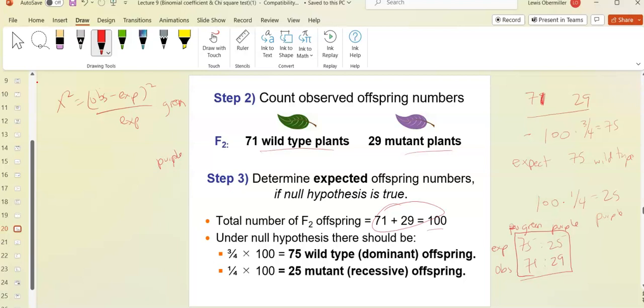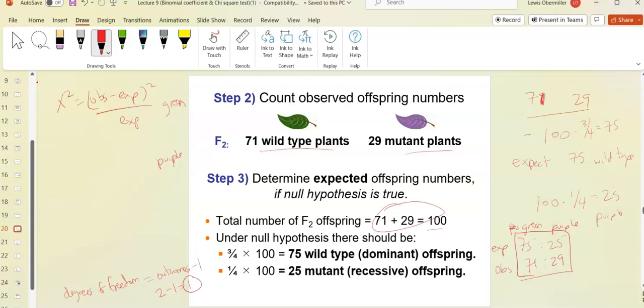And before we do this, let's go ahead and calculate our degrees of freedom. Degrees of freedom is super easy. It's the number of outcomes minus 1. In this case, this plant is either green or purple. There are only 2 outcomes, so 2 minus 1 is 1. That's how many degrees of freedom we have here.